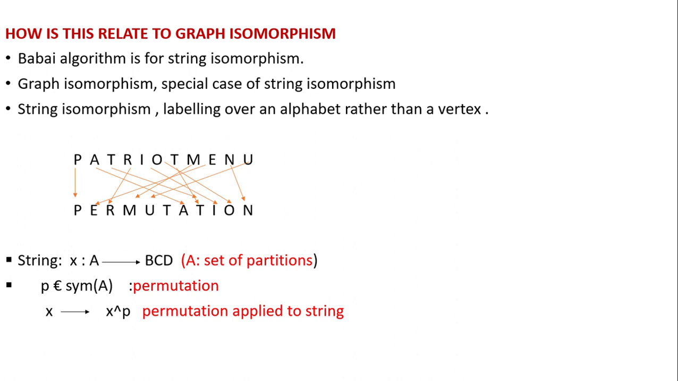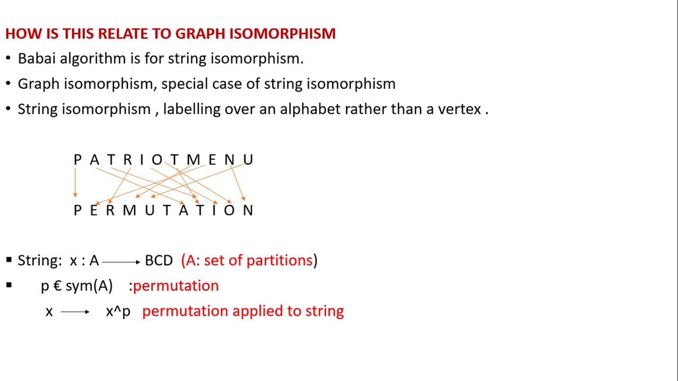If we take as input the two graphs G1 and G2, then what we can do is transform the graph into equivalent strings. Babai's algorithm is actually for string isomorphisms. Graph isomorphism is just a special case of string isomorphisms, and it is stated similarly to the graph isomorphism problem, except we are looking for a labeling over the alphabet rather than a vertex set.